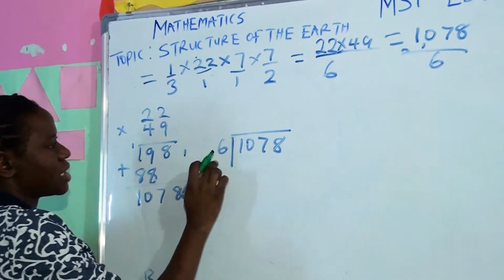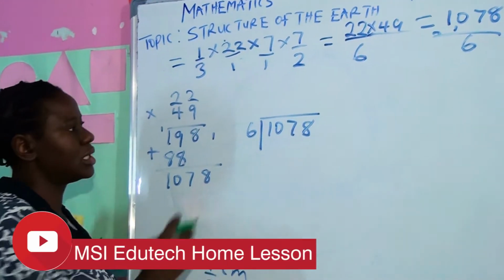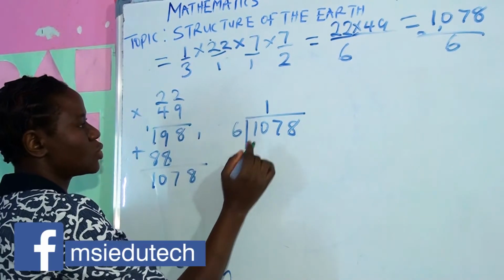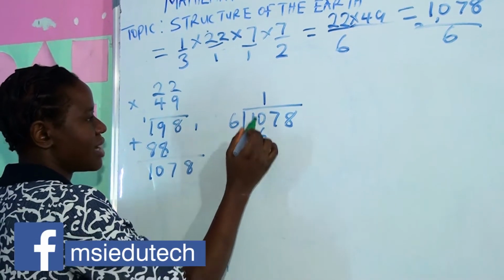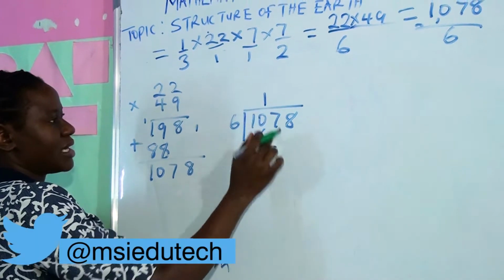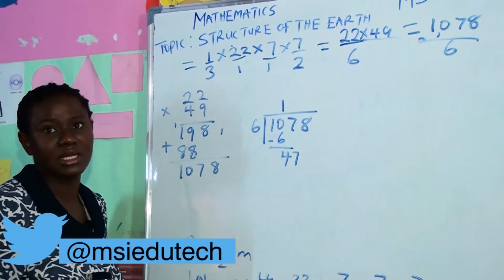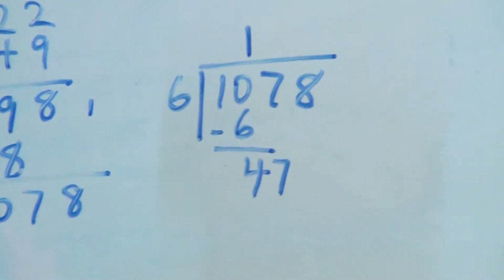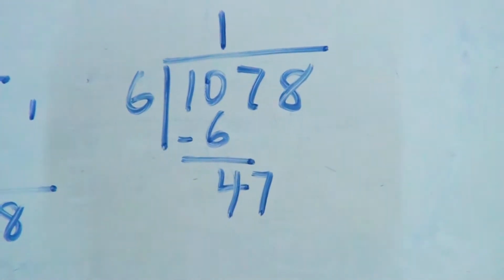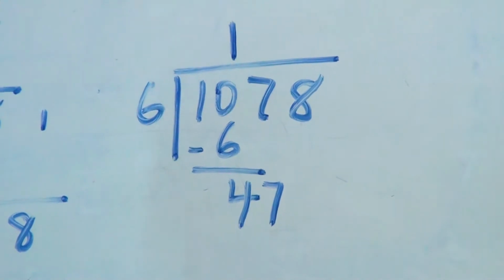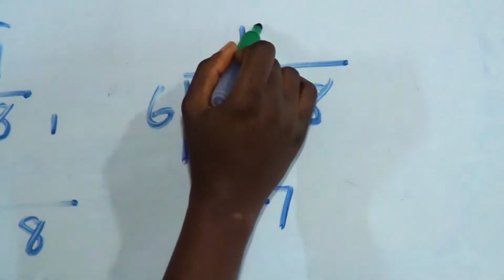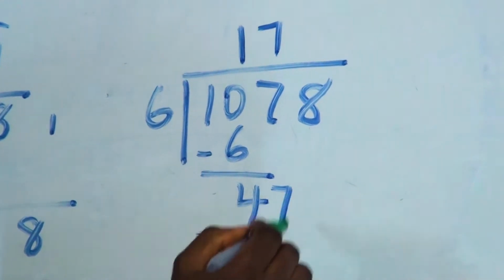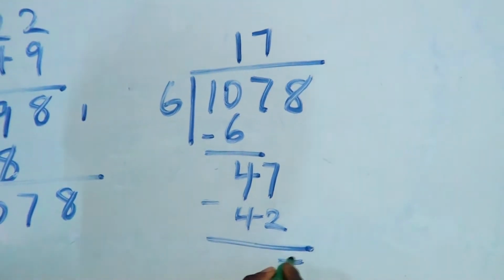1078 divided by 6. How many 6 can we find in 1? None. How many 6 can we find in 10? 1. So we have 1 here. 6 times 1 is 6. 10 minus 6 is 4. Bring down the 7. We have 47. How many 6 can we find in 47? That's 7. 6 times 7 is 42. So we write 7 here. Subtract. 47 minus 42 is 5.